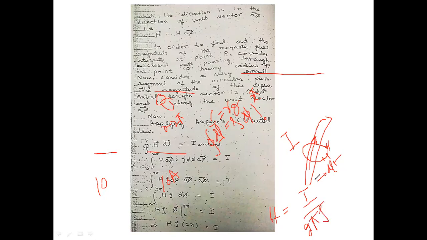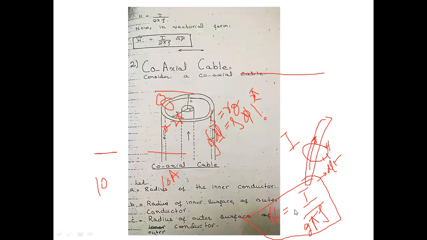Okay, so this will be the value of the magnetic field intensity according to the Ampere circuital law. Remember this equation, we will use it again and again in the upcoming topics as well, especially for the coaxial cable, so keep it in mind. Now move to the next slide. H is equal to I over 2 pi rho.